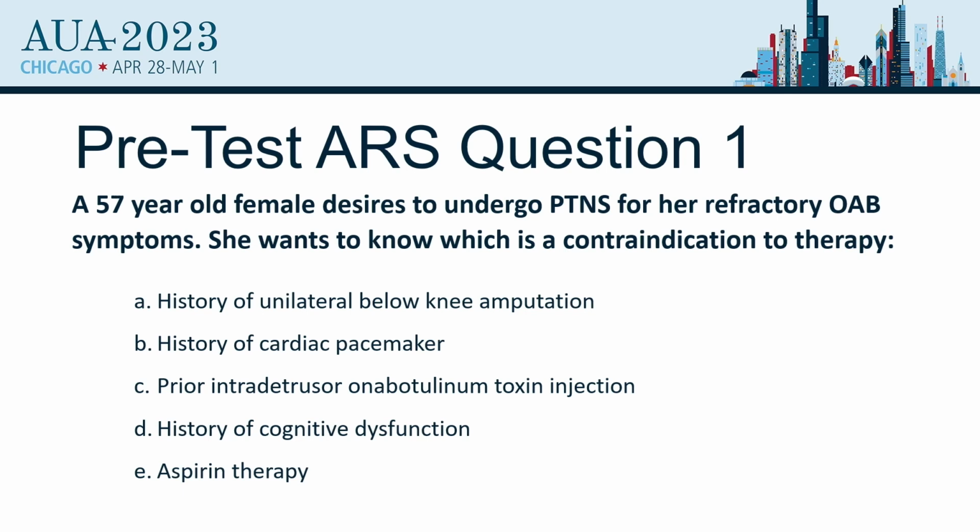So a 57-year-old female desires to undergo PTNS for her refractory OAB symptoms. She wants to know which is a contraindication to therapy. Unilateral below the knee amputation, cardiac pacemaker, prior onabotulinum toxin, history of cognitive dysfunction, or aspirin therapy. So I'm going to try flipping it to the next one, but have your answers in your head.